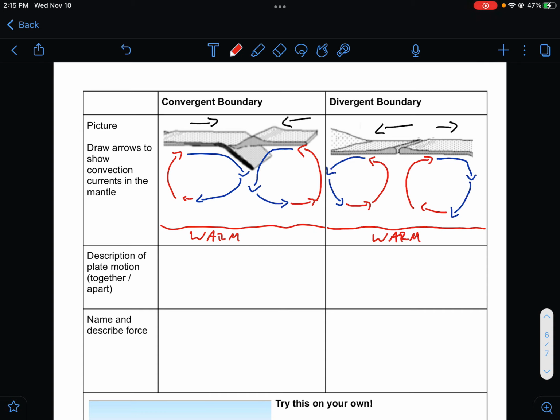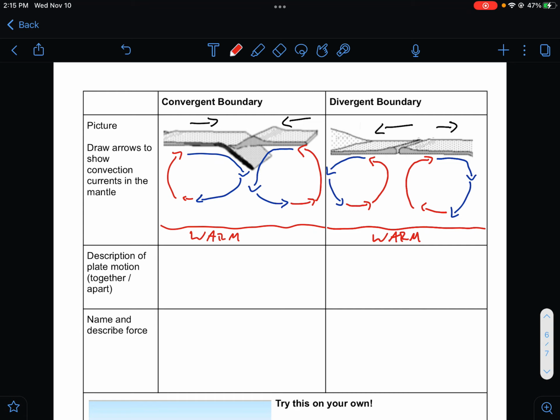So right now is the time you need to pause and do a self-assessment. Can I do that by myself? If my teacher just handed me a random boundary and said, draw the convection currents, do you think I could do that? If you can't, either go back and start the video over and watch it again, or talk to your teacher, because this is super important that we understand how these convection currents match up with the plate boundaries.